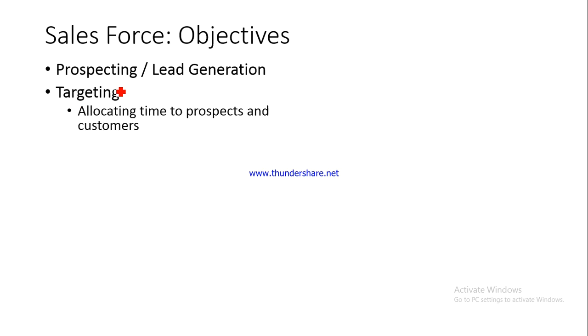Then the second thing that we have already talked about is targeting. Now what do we mean by targeting here? Please understand, how much time are you going to allocate to different customers and different prospects. Prospects are those who may buy your product in future, and customers are those who have already bought from you at least once, right? So how do you divide your time between prospects and customers? This is very, very important.